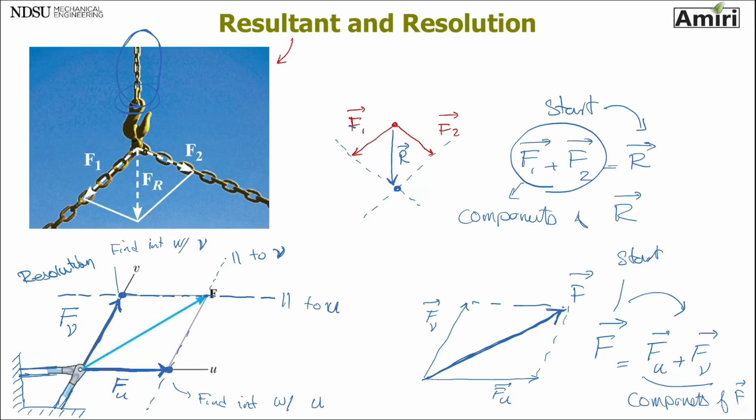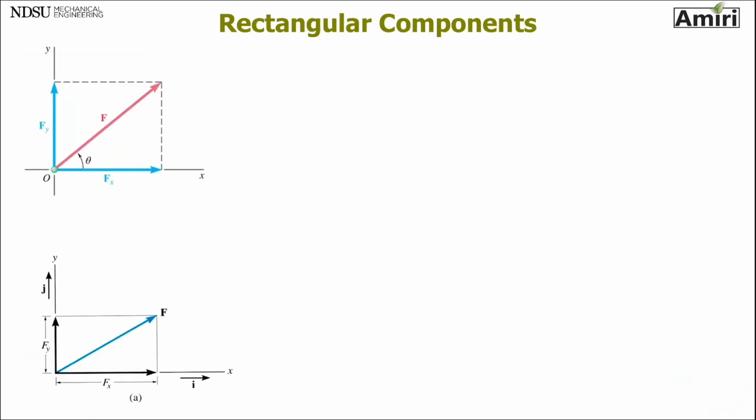Special case: when a force is resolved into two components along the famous x and y axes, the components are called rectangular components. Okay, so force F or vector F here was resolved into two components, Fx and Fy.